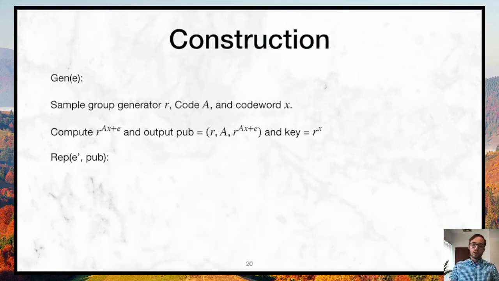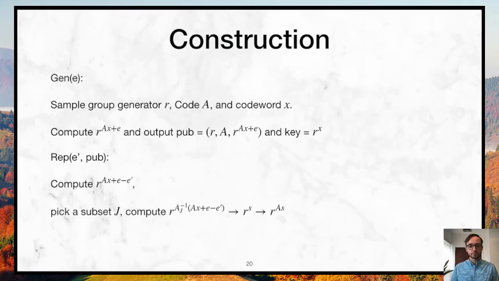Reproduce and our decoding procedure are a little bit more involved, so we're going to go through them in a few slides, but just a quick overview here. We have another biometric reading E prime, and our public parameter is pub. We compute R to the AX plus E minus E prime. This is the same thing that we were going through graphically.